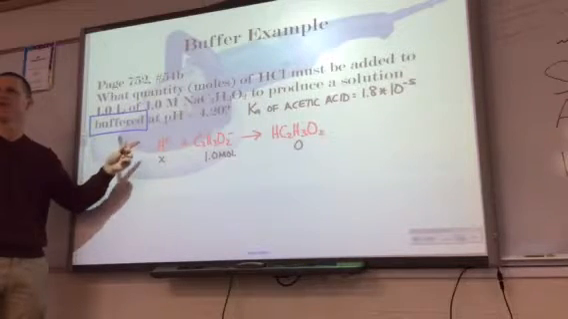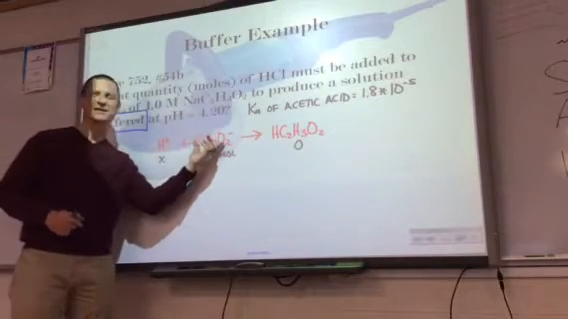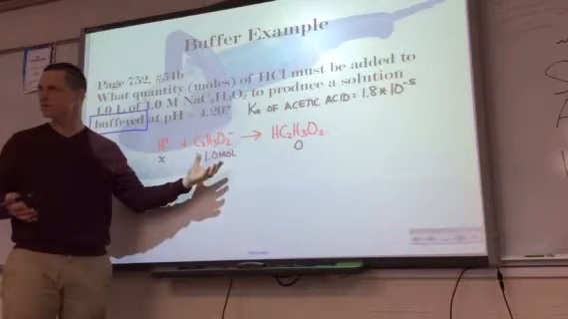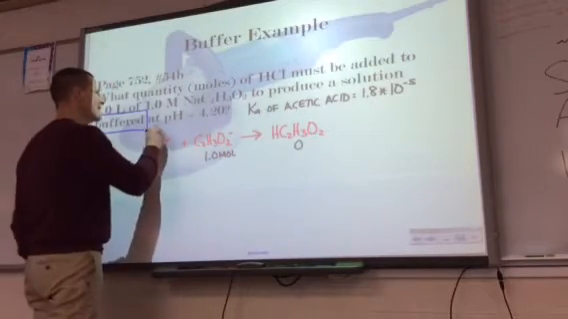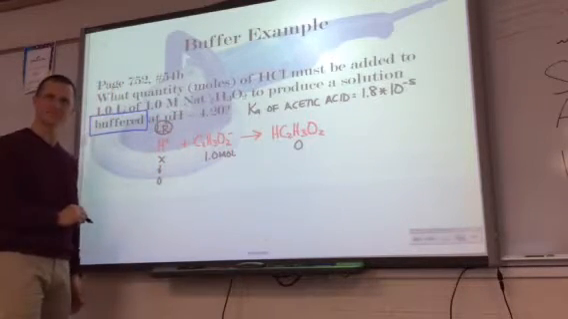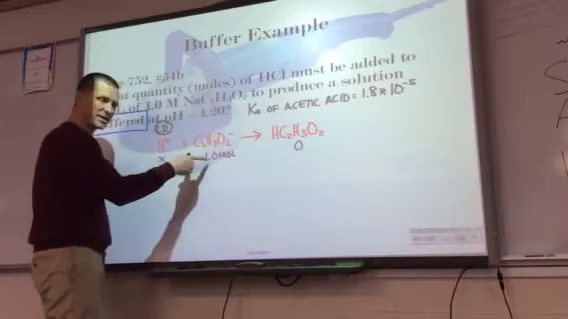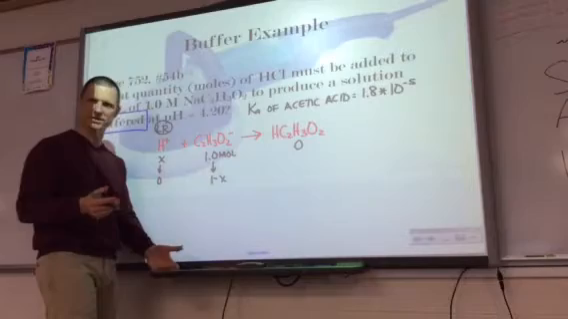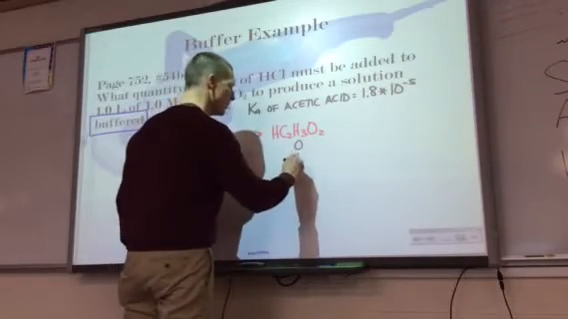Which one? The H+. We can't have this as the limiting reagent because then it won't be a buffer. There won't be any of the conjugate base. So this has to be the limiting reagent. That means that has to go to 0. And the x has to be less than 1. So this is going to go down to 1 minus x, whatever x is. And this is going to go up by x.